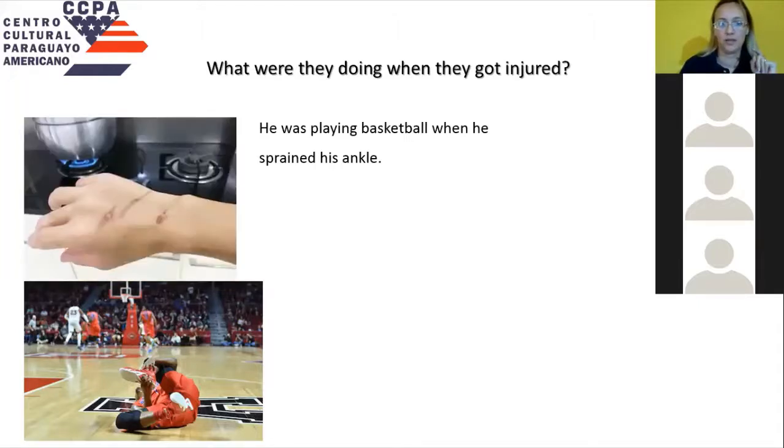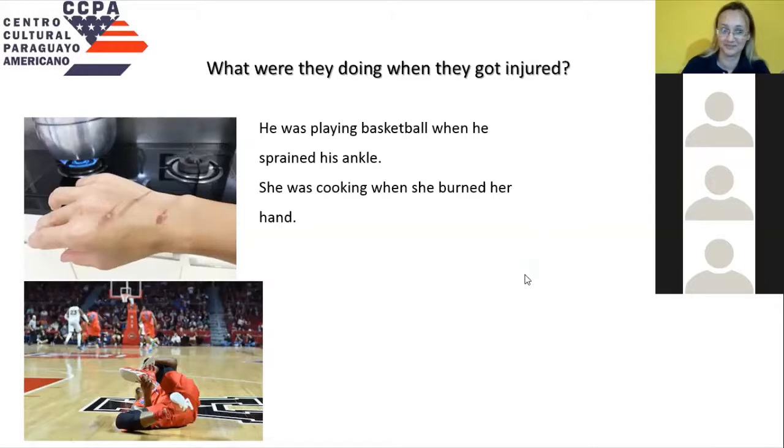What about this other picture? Ankle, yes. Can you see what he's holding, his foot and his leg? So he's in between. Yes, ankle. Okay, and okay, so what was she doing? She was cooking when she burned her hand, right?